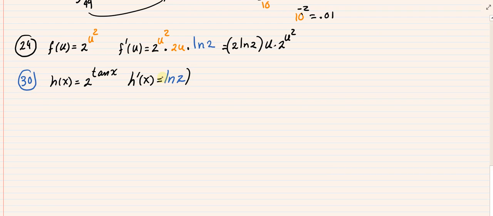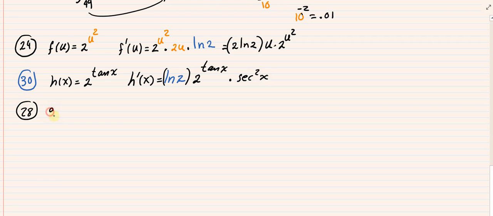So there's ln of 2, and then we need to repeat the exponent. The derivative of an exponential function is itself, and then the derivative of tangent, which is secant squared. And there you have it. There's nothing I can do here. That's the answer. Now let me do 28, like the one I had intended.